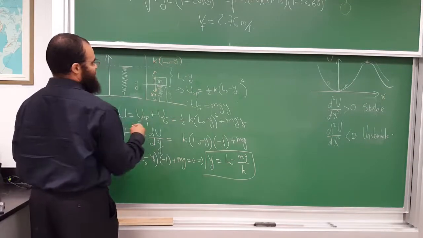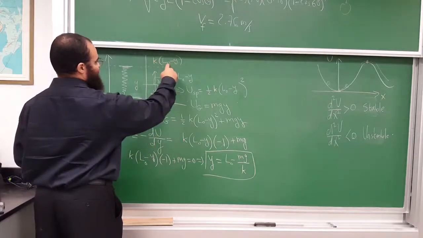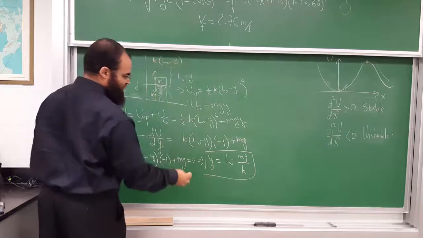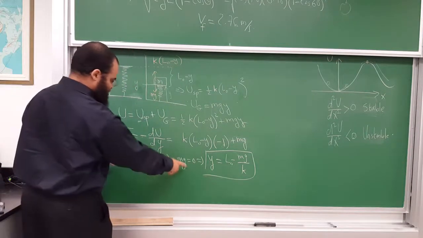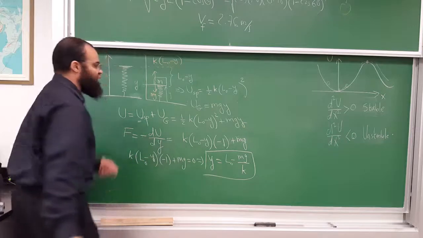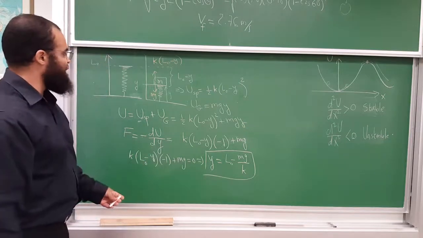And you set these two things equal. So you get mg equal to k times (L0 minus y). mg equals k(L0 minus y). And you can solve it that way.